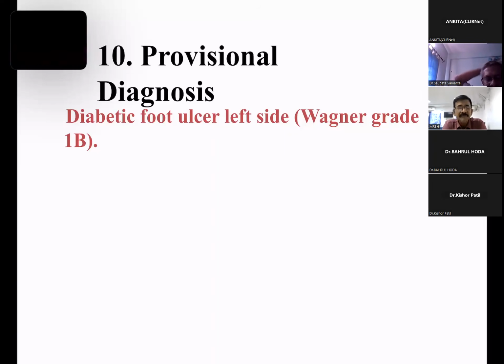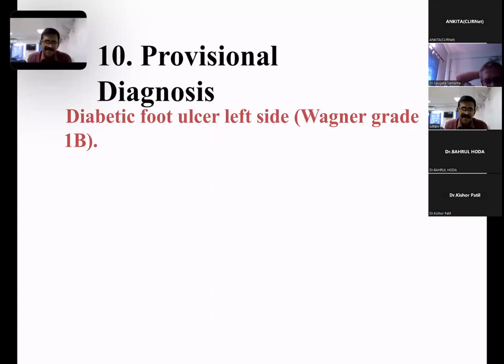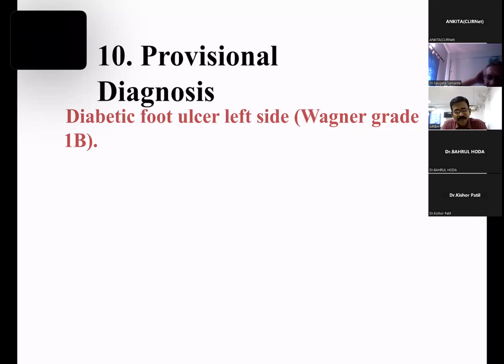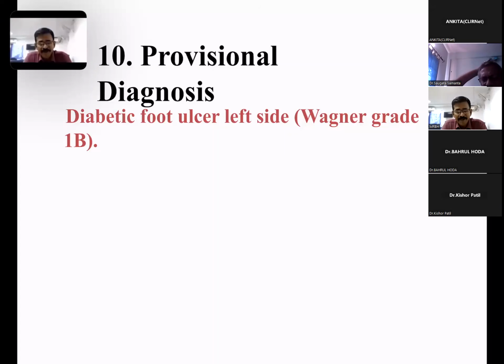Followed by, if you have such a large ulcer, do you think this ulcer will just keep on healing by dressings? No, sir. We can apply vacuum assisted closure devices. Good. Negative pressure devices. Yes, sir. And before you apply negative pressure, you have mentioned one point, offloading.